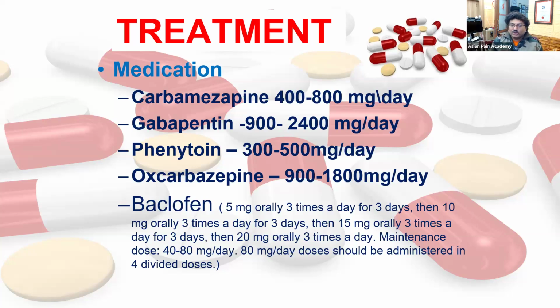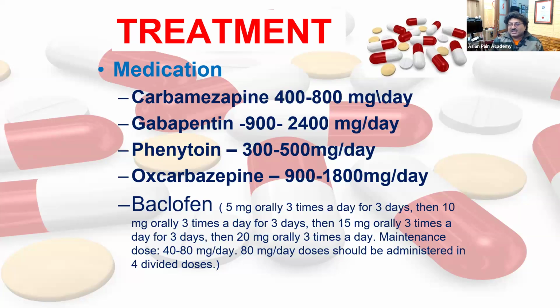Then comes baclofen. Baclofen is also used for trigeminal neuralgia. Though it is a muscle relaxant, it has been found to have a good effect in trigeminal neuralgia. Nowadays, instead of the initial recommendation of 5 milligrams 3 times a day, we usually go for a 20 milligram sustained release preparation at bedtime with baclofen, and then we increase gradually up to 80 milligram per day.